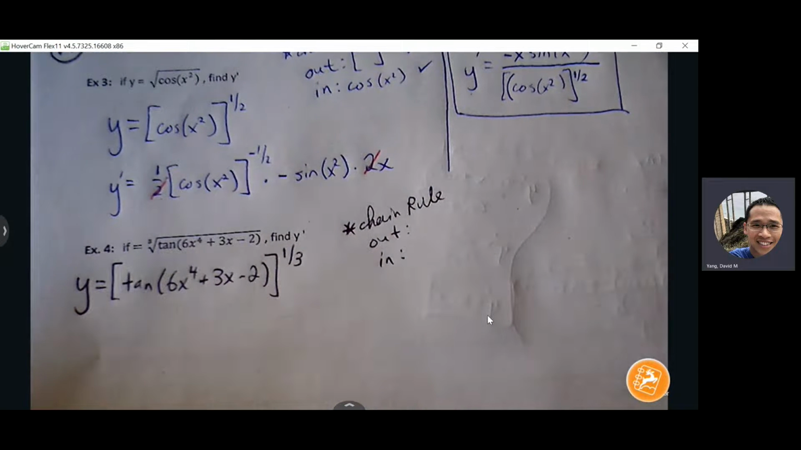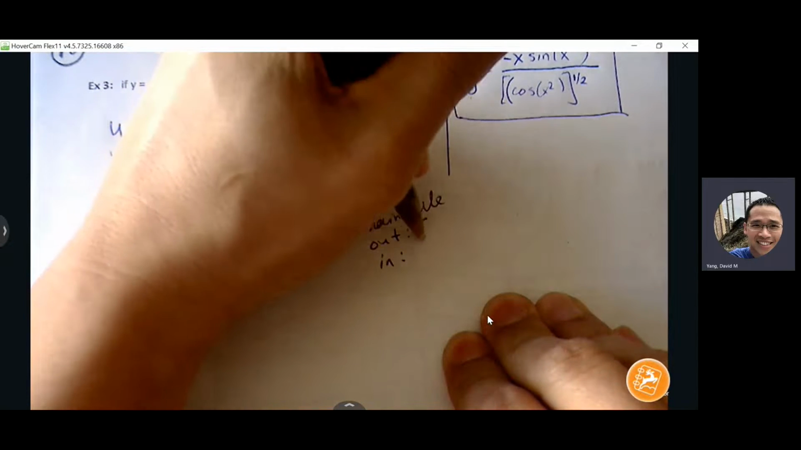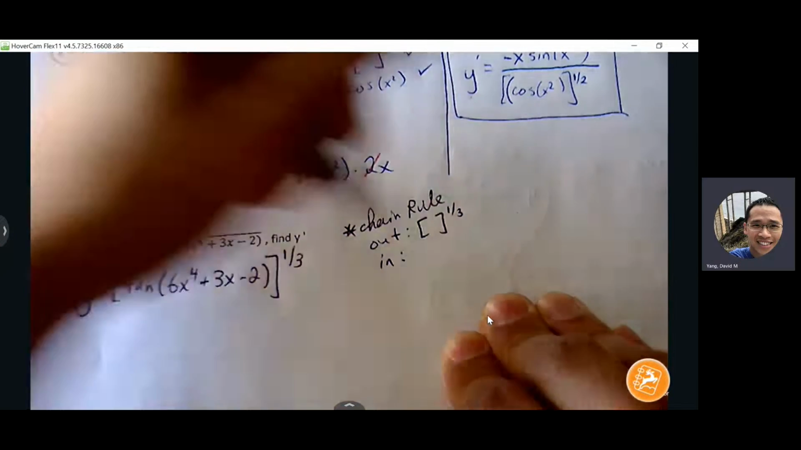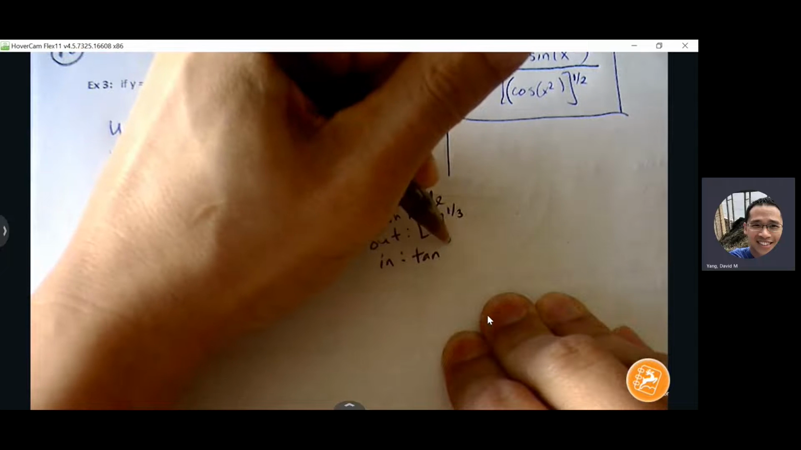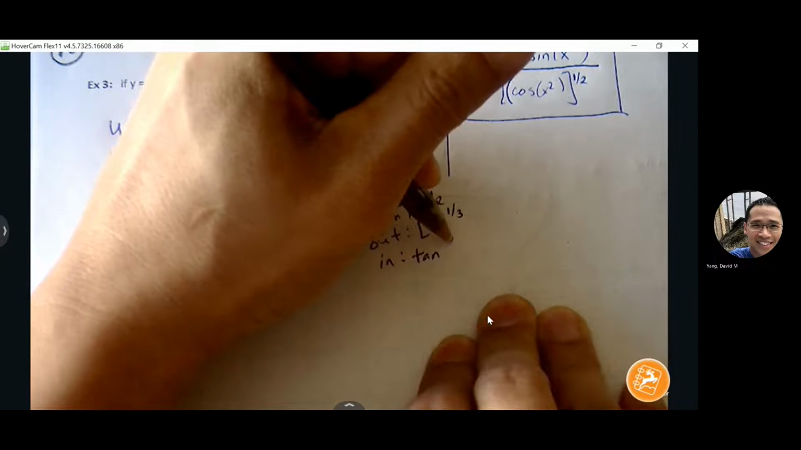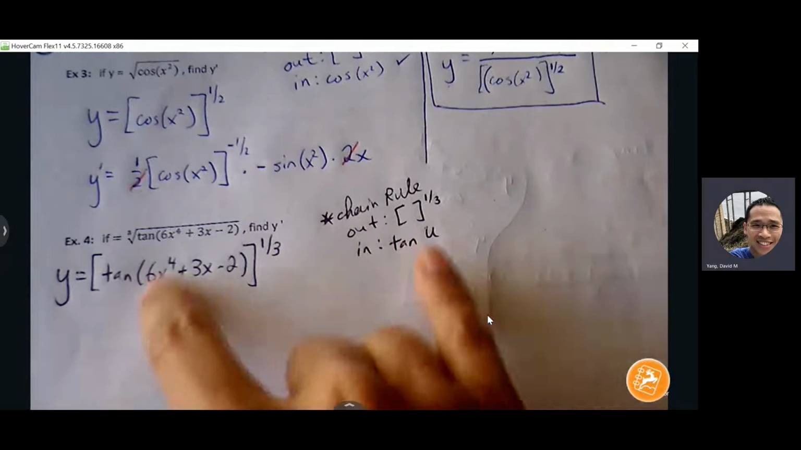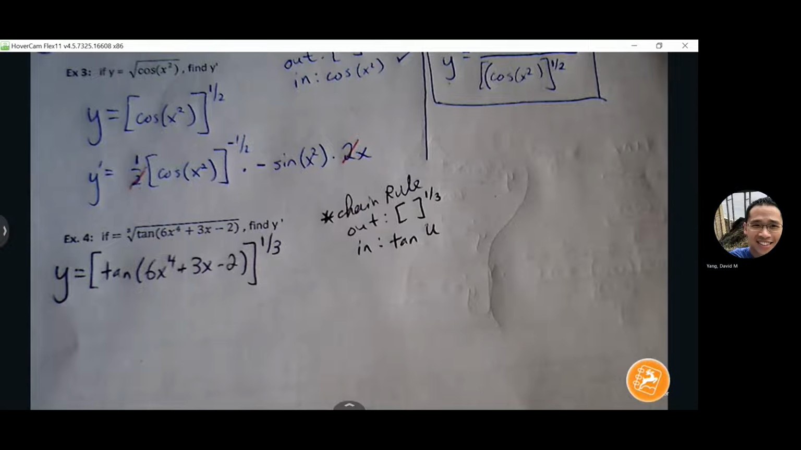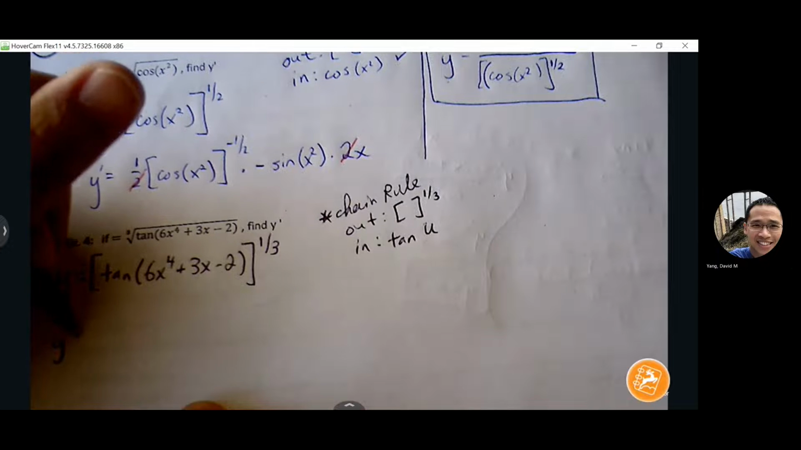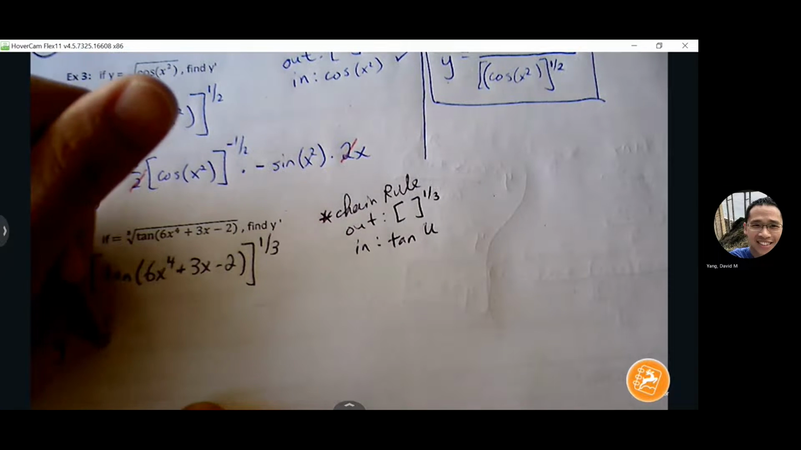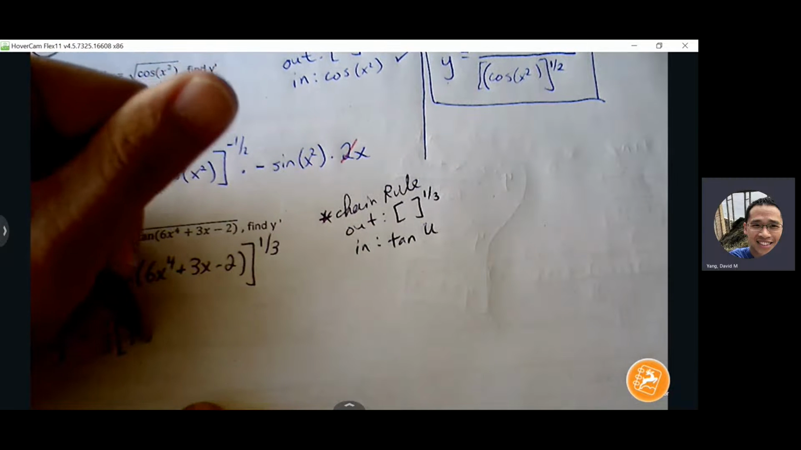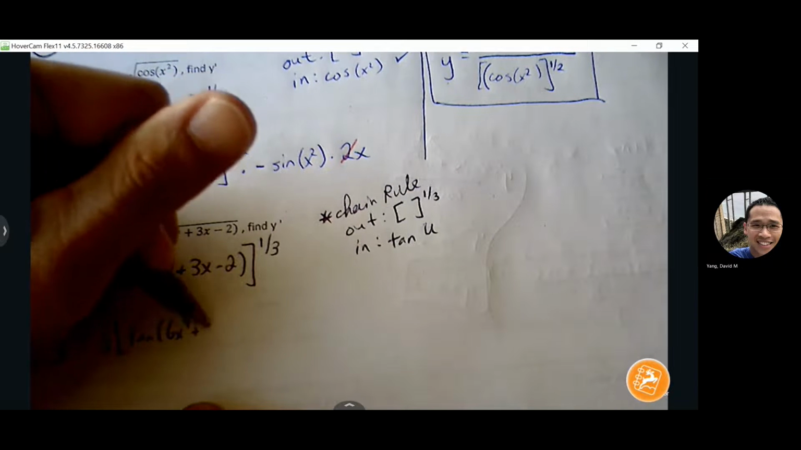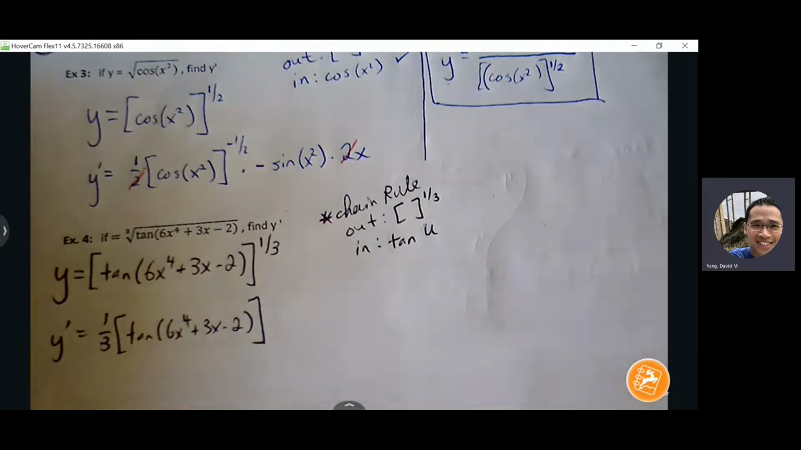Okay, so identifying the outside and inside. The outside is that bracket to the 1/3. That inside is that tangent of u, right? And that u is that whole set of parentheses. Okay, so let's go through the first part here. Outside's derivative is what? 1/3, okay? Keep the inside. Okay, raised to the.